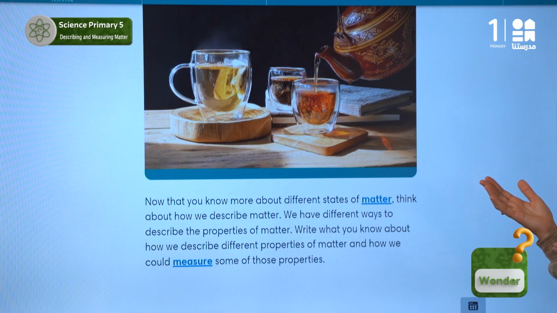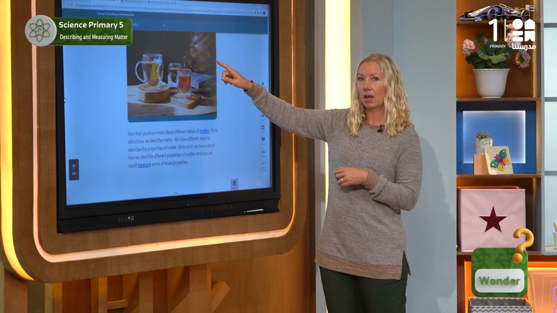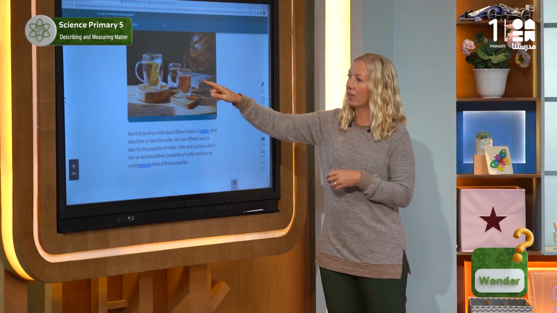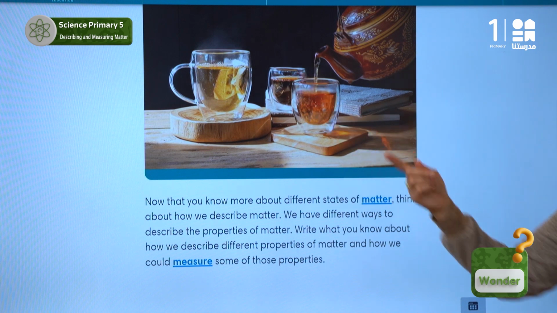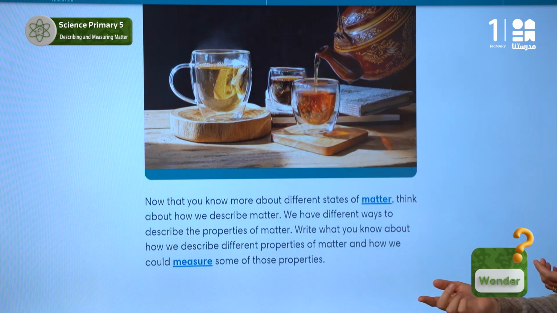This image is of a hot cup of tea. It should be a pretty familiar sight. The tea in the cup and the tea in the teapot, those are in the liquid state. The teapot and the actual cups, those are solids. And that steam coming up, that's a gas.